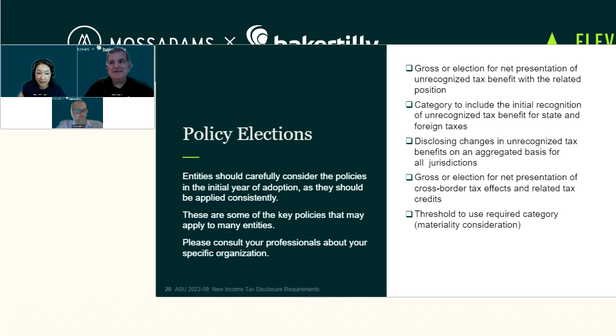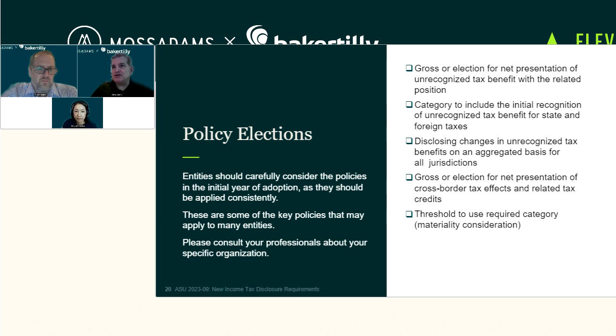All right. Policy elections. As Tim mentioned, entities will need to carefully consider which policies to select in your initial year of adoption. And this is why planning, getting started early, is so important. Even before we get close to year end, model your 2024 and 2023 from a comparability perspective, looking at your rate. And as we showed on that expanded footnote, there are a lot more categories now. And just model how your current footnote for 2024 is going to look.